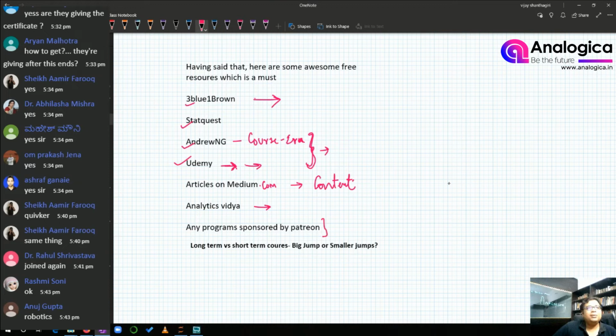But in summary, you go and find any program that is sponsored by Patreon. This is a group where the best of the material gets sponsored. Patreon is a platform where people pay for these kinds of great people to continue, right? So 3Blue1Brown is sponsored by Patreon. StatQuest, I don't know, but I'm thinking it's also sponsored by Patreon. But these two things are a must. You should and must subscribe to these channels on YouTube.